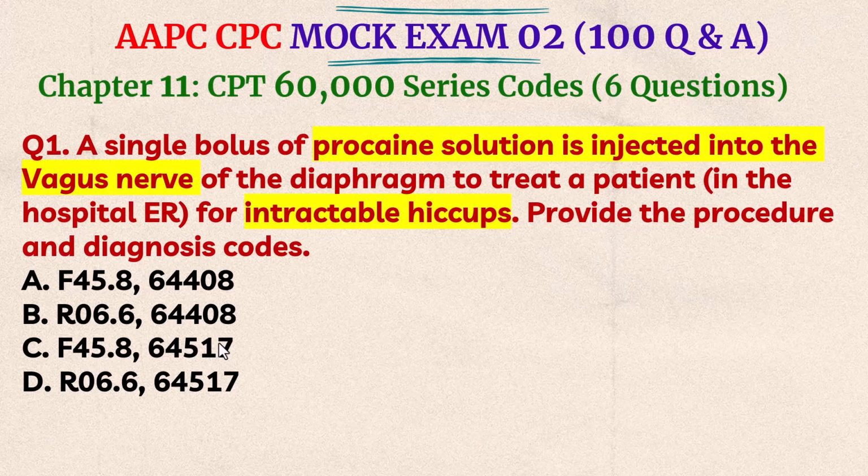So here you have to highlight that procaine solution is injected into the vagus nerve and the patient has intractable hiccups. When you look at the answers, first you have the ICD-10-CM codes, then the CPT code. So let's find the ICD-10-CM code. We'll find the answer using the elimination method as well as the alphabetic index method. When you look at the ICD-10-CM codes, you can see there are only two codes available. So let's check the codes directly.